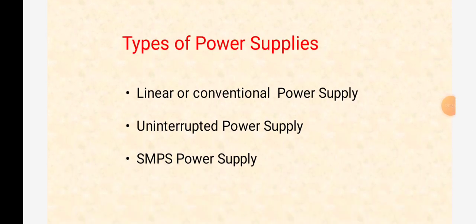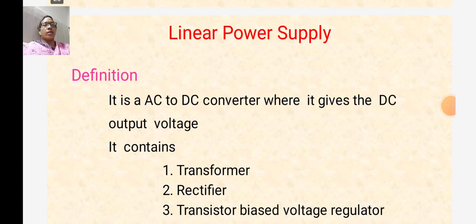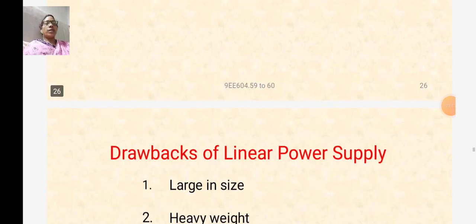So the types of power supplies: linear or conventional power supply, uninterrupted power supply, SMES power supply. Linear power supply is an AC to DC converter which gives the DC output voltage. It contains a transformer, rectifier and a transistor biased voltage regulator.